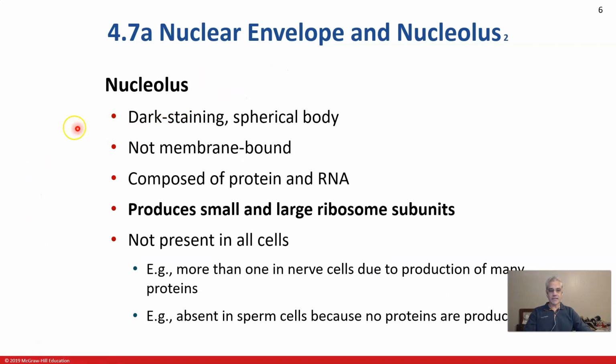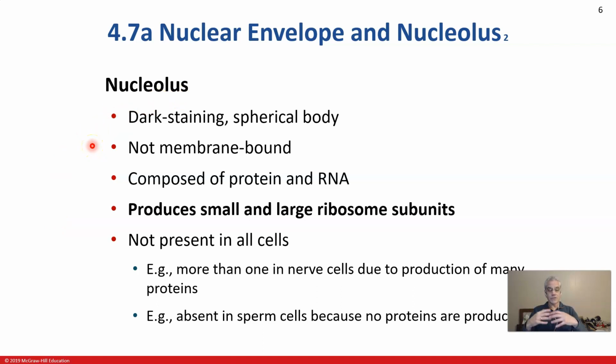More about the nuclear envelope and the nucleolus in particular. The nucleolus is a dark staining spherical body. So with the particular stain, it stains more darkly than the rest of the nucleus. It's composed of protein and RNA. Here's its job. The nucleolus function is to produce the small and large ribosome subunits. So it turns out that ribosomes come in big pieces and little pieces, and they have to connect together to do their job. And you're going to learn what that job is. They're produced in the nucleolus.